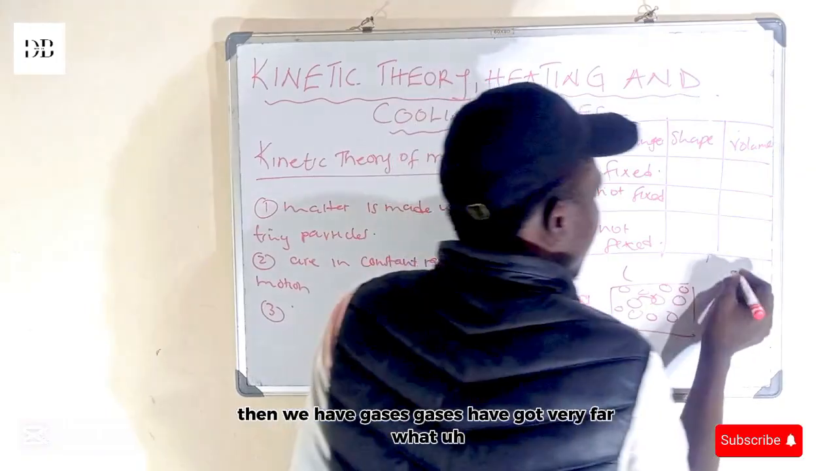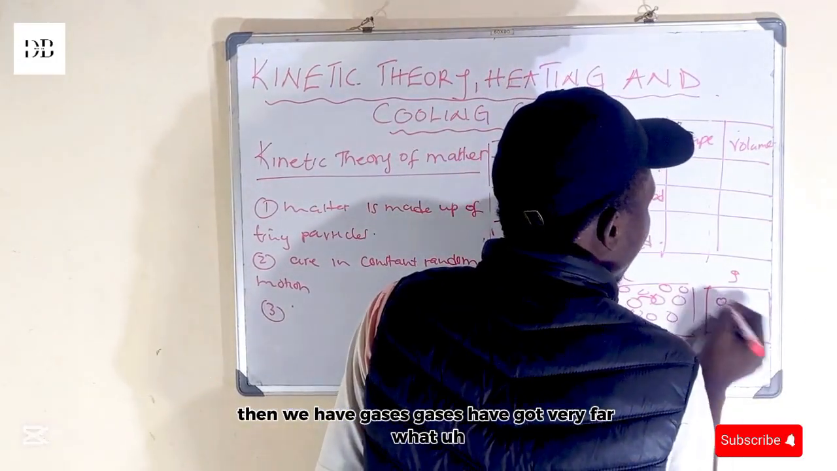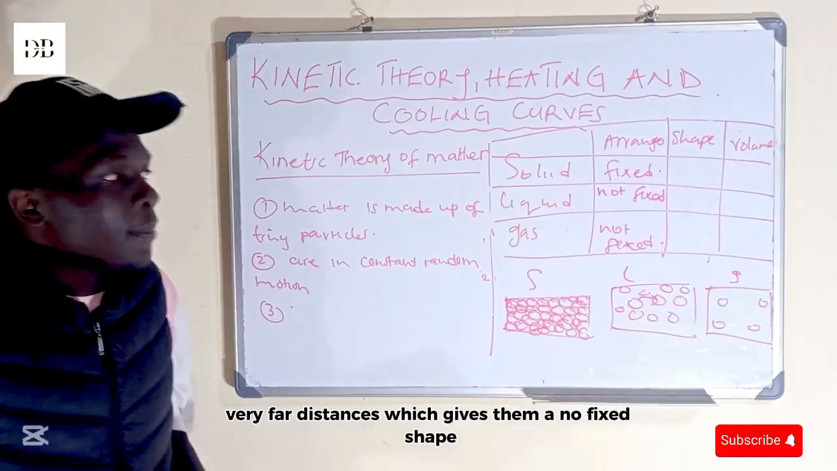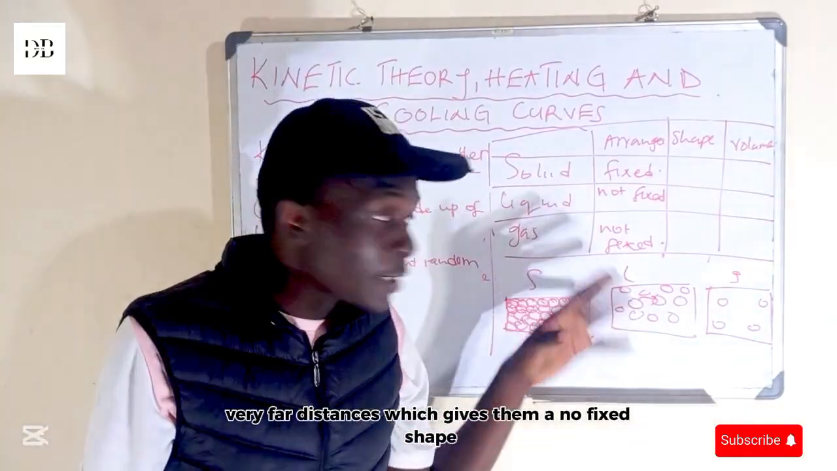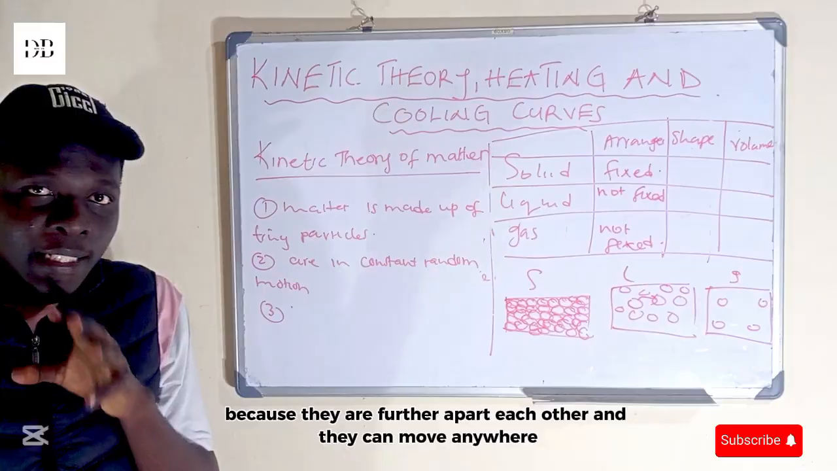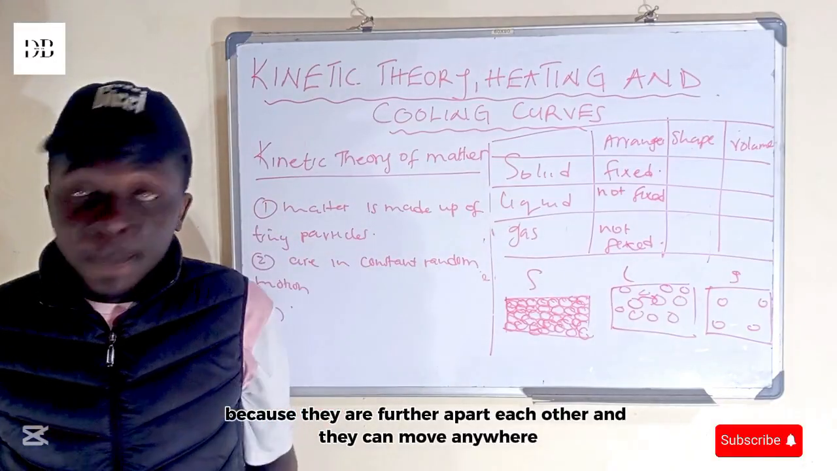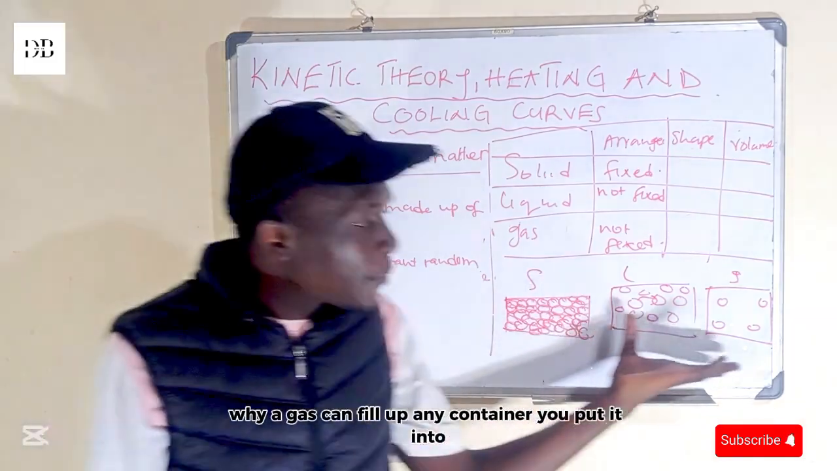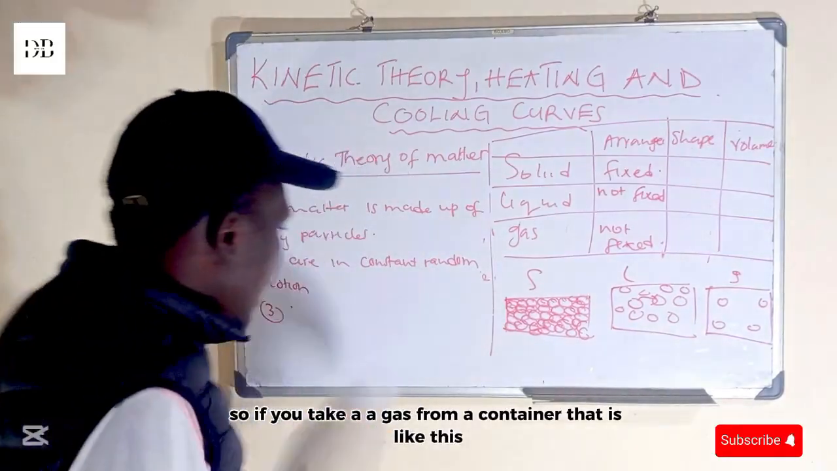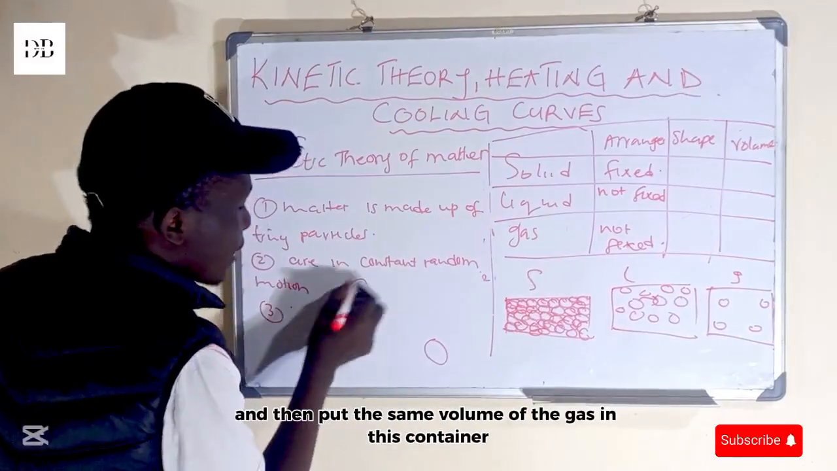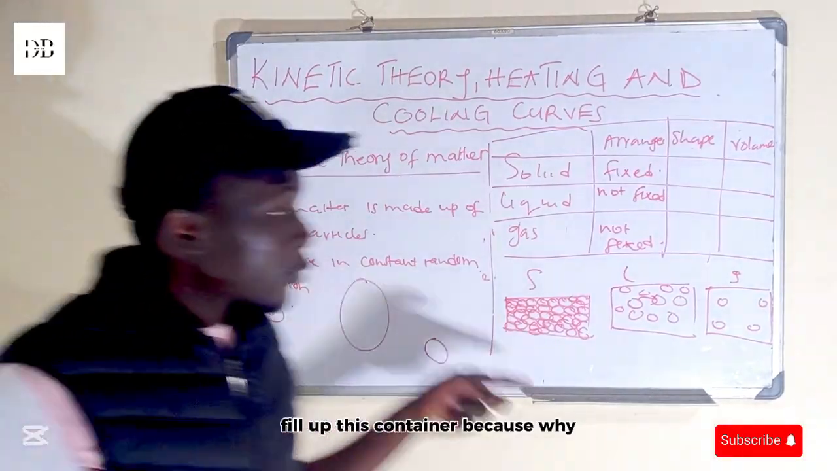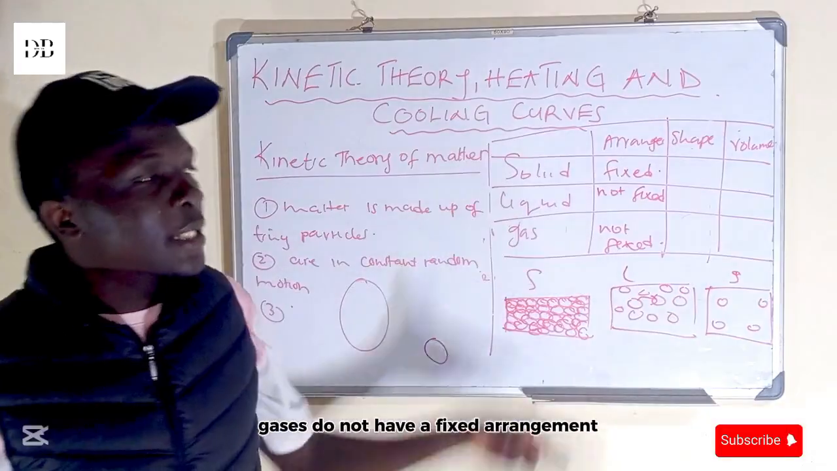Then we have gases. Gases have very far distances, which gives them no fixed arrangement, because they are further apart from each other and they can move anywhere. That also explains why a gas can fill up any container you put it into. If you take a gas from one container and put the same volume of gas in another container, you'll be able to fill it up, because gases do not have a fixed arrangement.